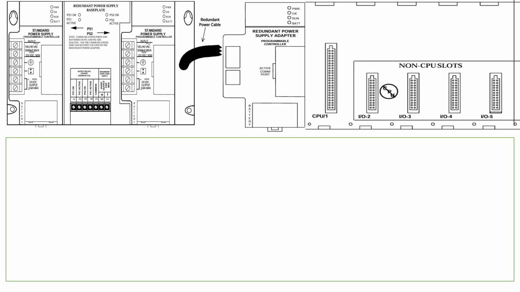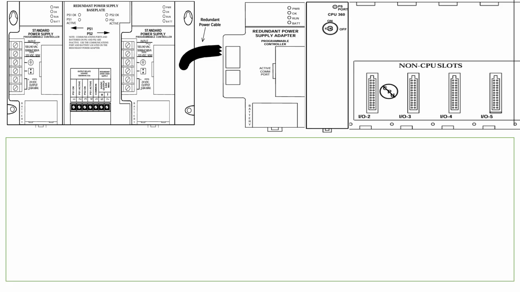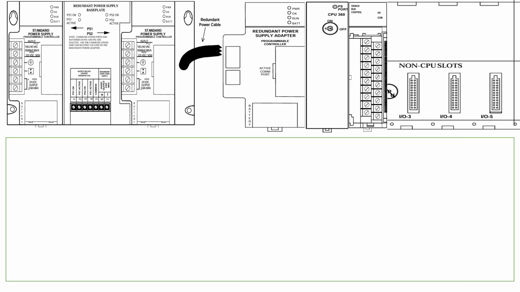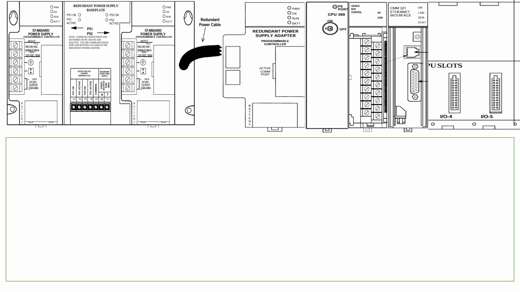Next, we insert the power supply adapter. Then, we install the central processing unit CPU, which is the brain of the PLC system. After that, we add the bus network module, which facilitates communication between different racks. Finally, we install the Ethernet interface module for network connectivity. And we leave 2 slots empty for future expansion.